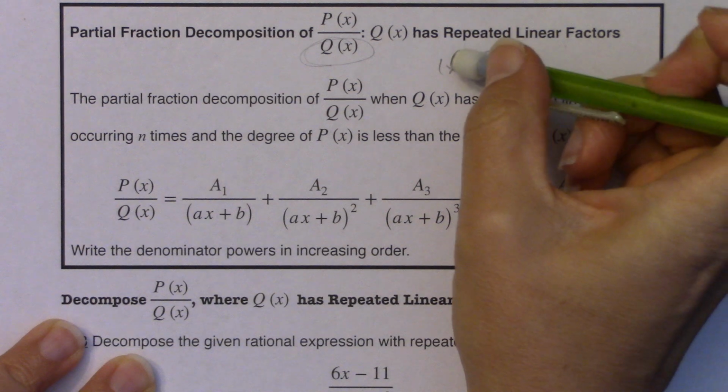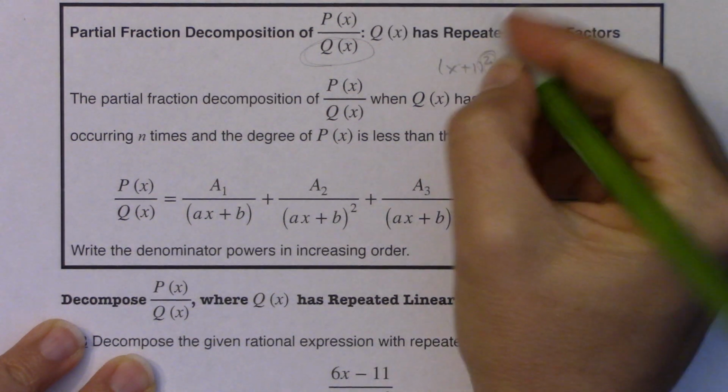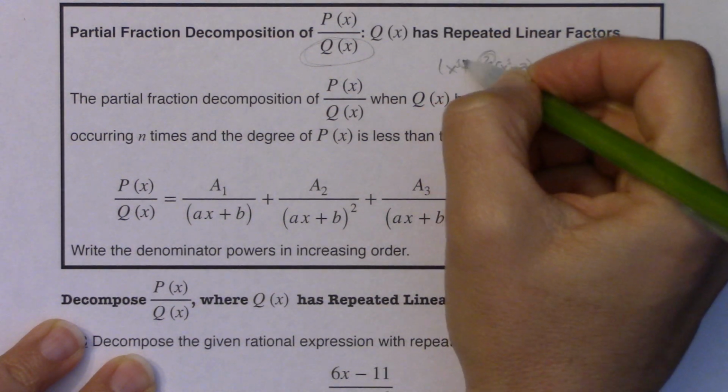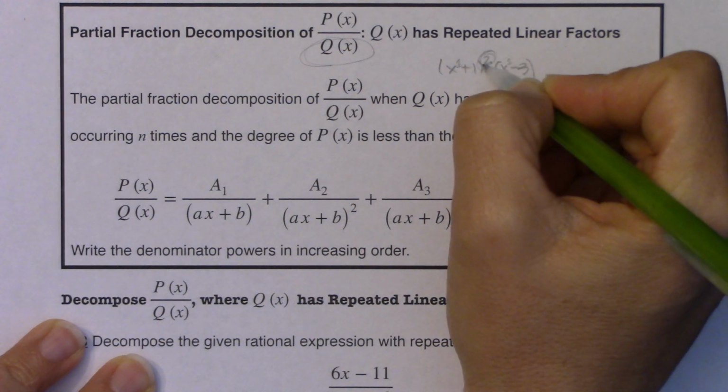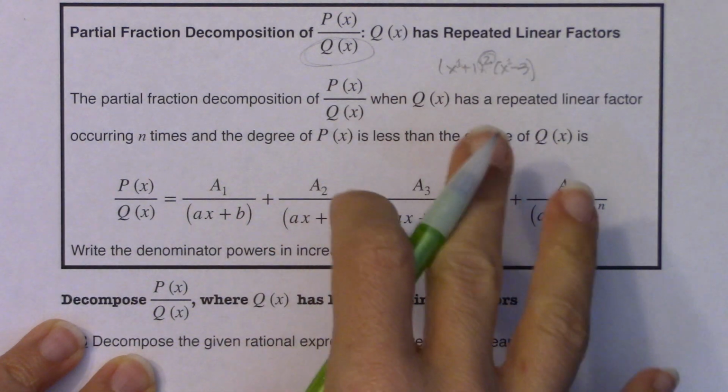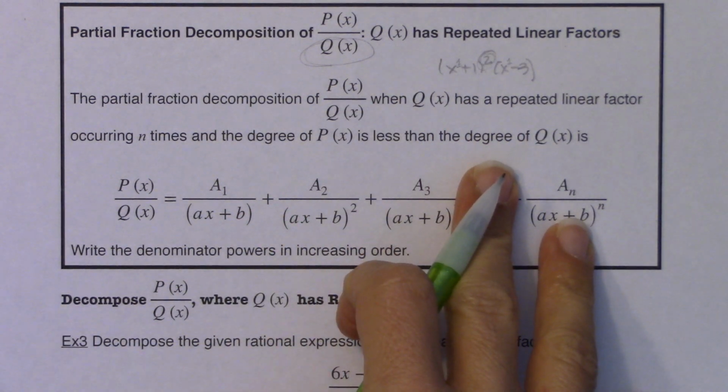This factor of, oops, sorry, I just realized I wrote a 2 there. This should be a 1, right? So these are linear factors, and that x is raised to the first power here, but this has a multiplicity of 2.